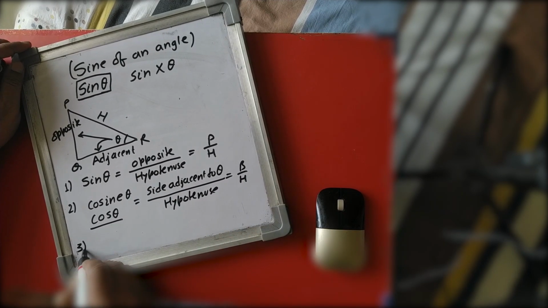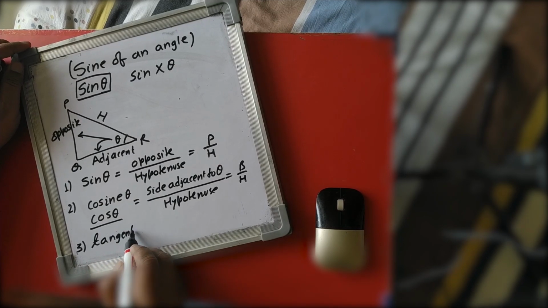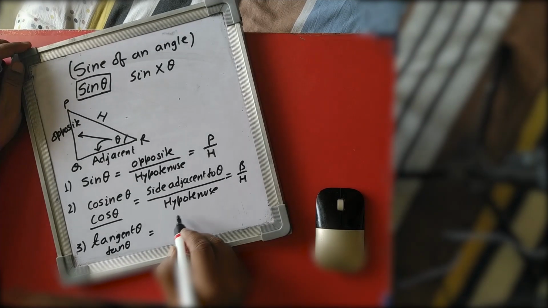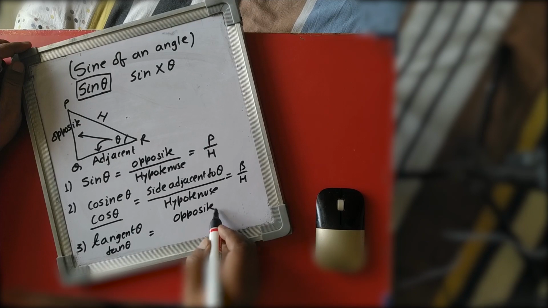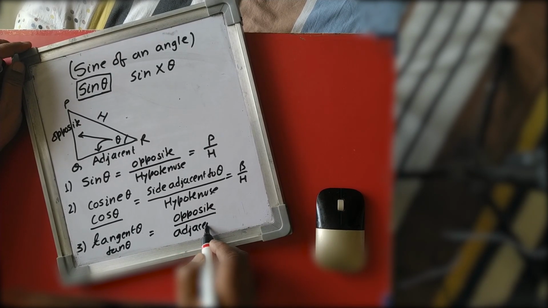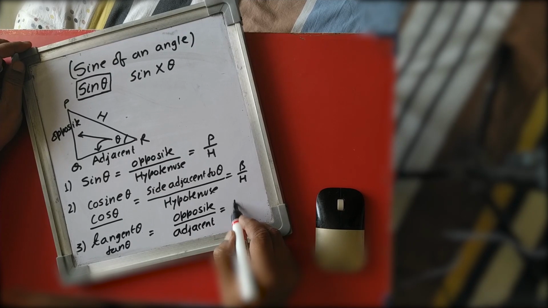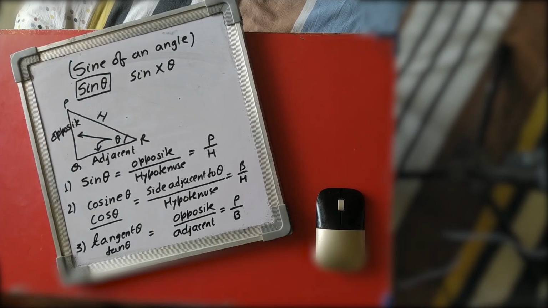And the third trigonometric function is called the tangent of theta or tan theta, which is opposite upon adjacent. So there is no hypotenuse in this. Opposite is, as we know, perpendicular, and adjacent is base. These are the three primary trigonometric functions: sine, cos, and tan.